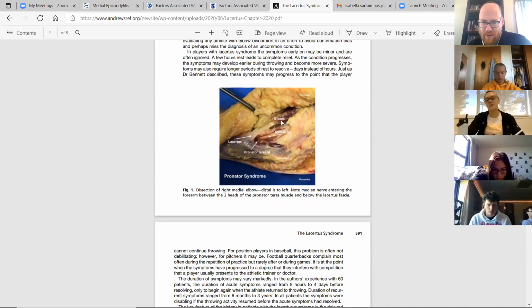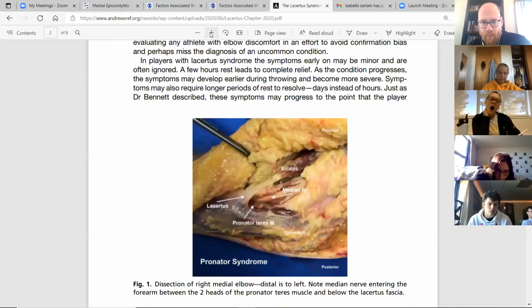Okay, so the Lacertus fibrosis, like we talked about in class. All right, check this out. So here we go. I'm going to zoom in on this a little bit. Perfect. So we see the bicep coming down here, and there's the bicep tendon. But just medially to this, we can see that the Lacertus comes in medial to that bicep tendon down here distally. So here it is. And so we have this big, thick band of fascia coming off the bicep tendon.